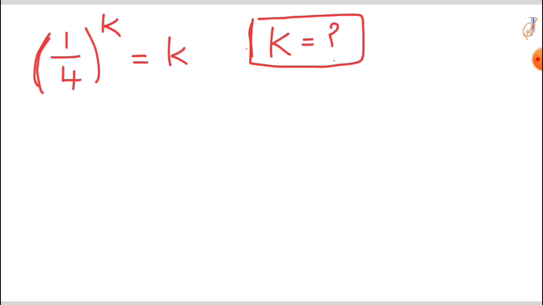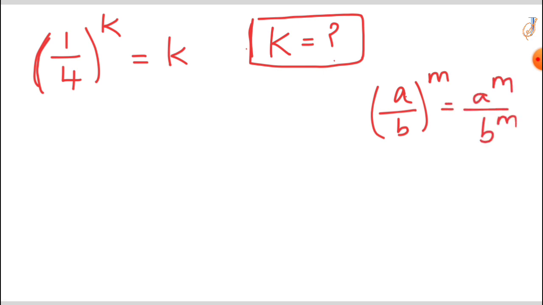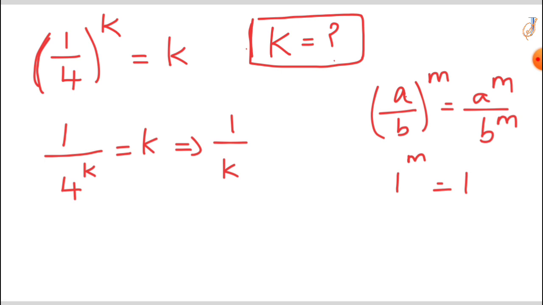(1/4)^k. It is in the form of (a/b)^m. We can write this as a^m over b^m, isn't it? So we can write this as 1^k over 4^k, that is equal to k. And we know that 1 power anything is 1 only. So 1^k we can write as 1 only. So this we can write as 1 over 4^k, that is equal to k, which gives 1/k = 4^k.